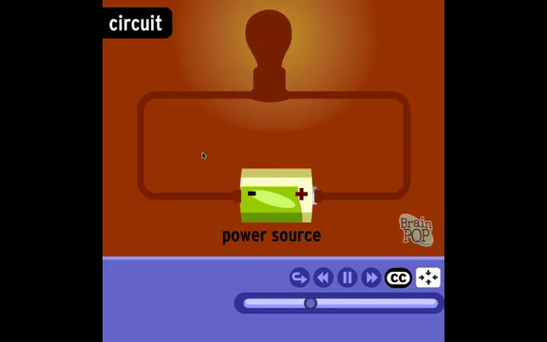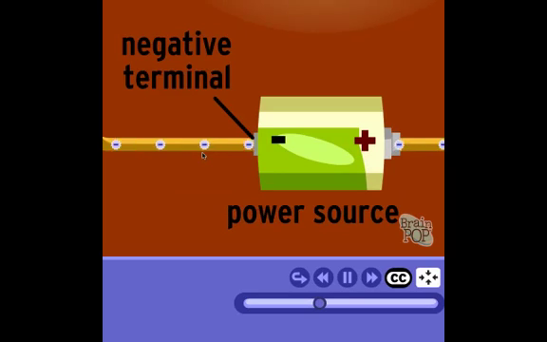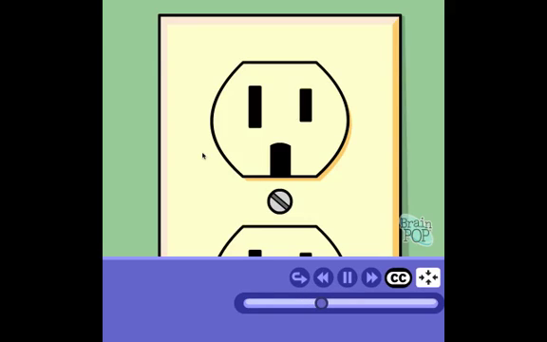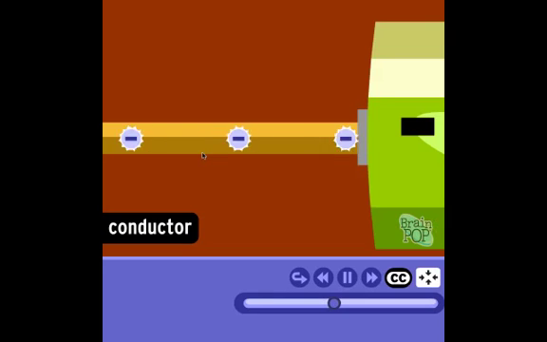First, there's a power source, like an outlet in the wall or a battery. The power source provides a steady supply of electrons. In the battery, the electrons come from the negative terminal. From a wall outlet, electrons come from the shorter of the two slots, called the hot slot. The electrons need a path made of a good conductor, which is any material that allows electrons to move through it easily. Most metals make good conductors, so we use metal wires as path in electric circuits.